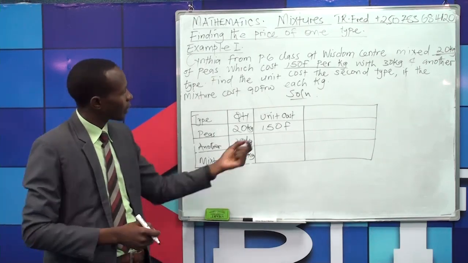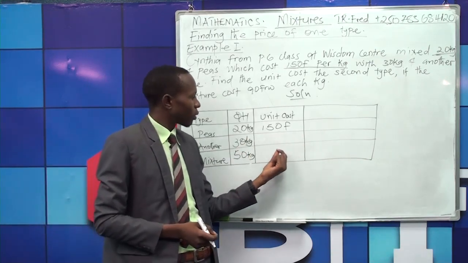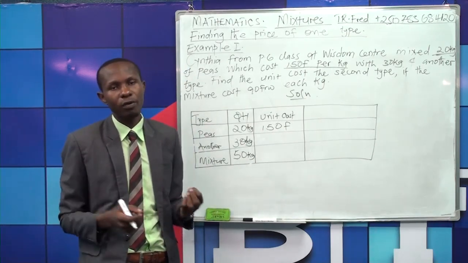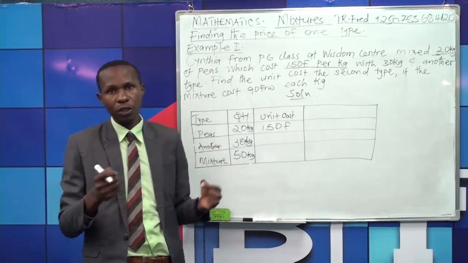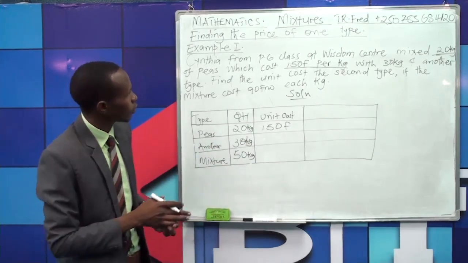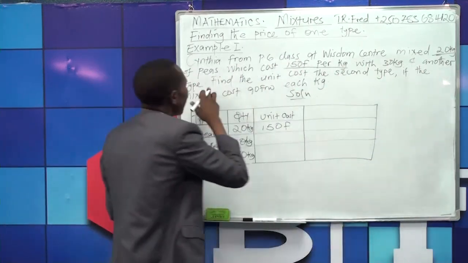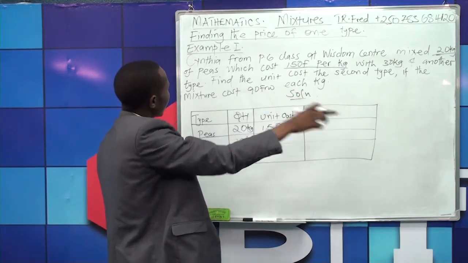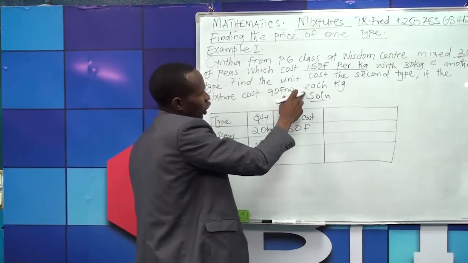And there is no way we can find the unit cost here when we don't have it in the statement. So what we need to do is first fill in the other spaces. When we finish, then we shall be in a position to come out with the unit cost of everything. So let's continue with the statement. Since it is not given, we shall say another type, find the unit cost of the second type if the mixture costs 90 francs each kilogram.